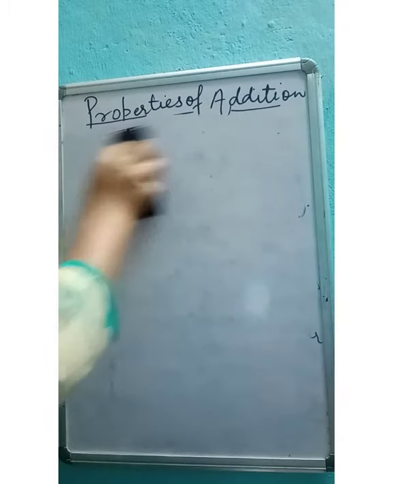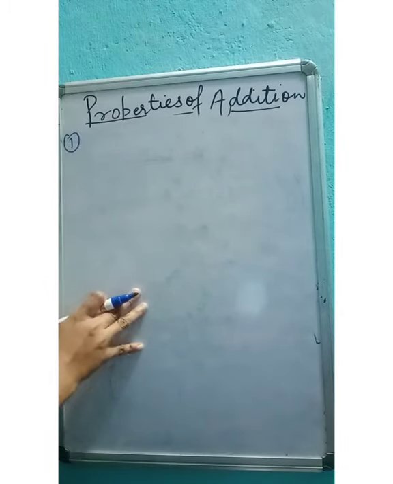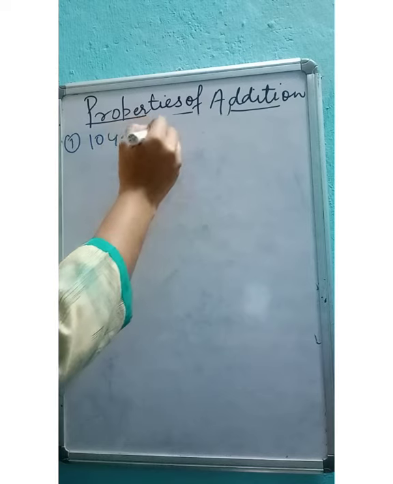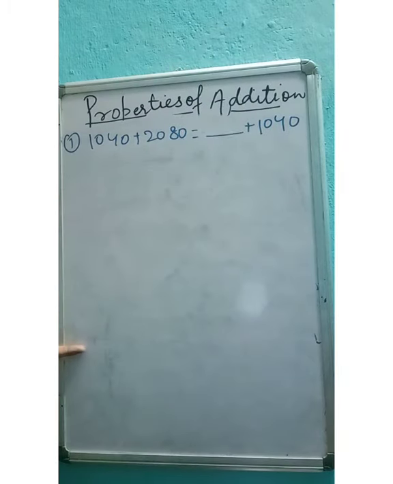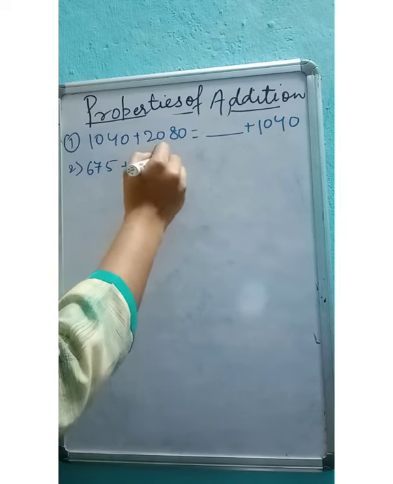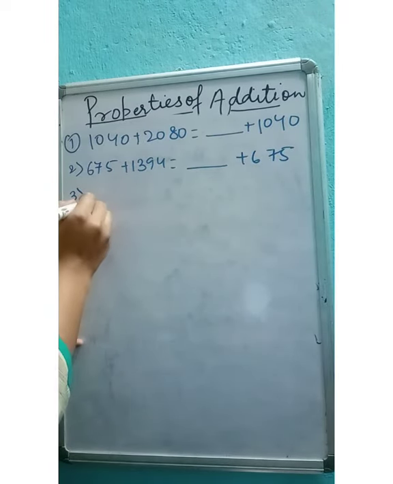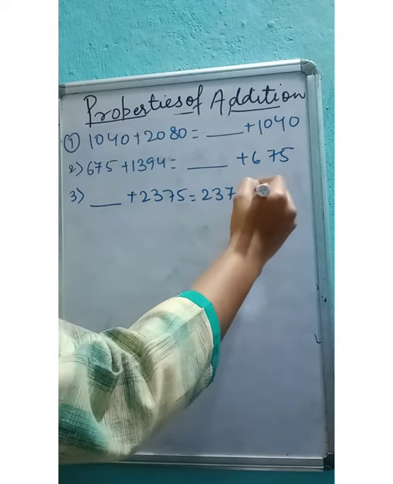Okay, I'm going to write the question. You can read the question for me. What is given? Exercise 2.3. You have to do this in a book only. Fill in the blanks. Question number 1. 1040 + 2080 = blank + 1040. Second question is 675 + 1394 = 1394 + blank. Now next question. Read the question, say the question as I'm writing.